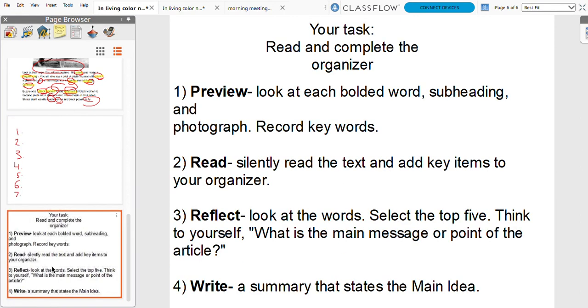Some keys for you today would be to think of these things. Preview the text. Look at the bolded words, subheadings, photographs, those keywords. Think of your reading plan. While you are reading, chunk, chunk, chunk. Chunk and think of those words that are important that answer the 5 W's. Who, what, when, where, and why.